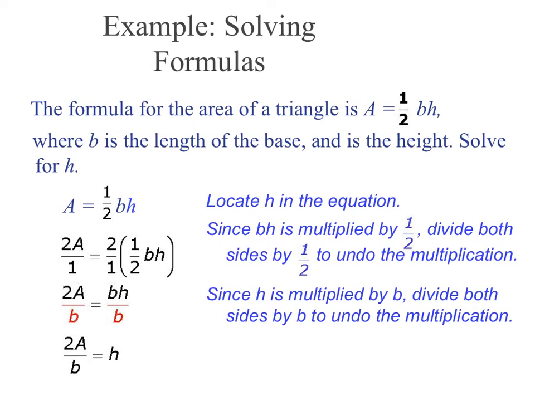So we have A equals 1/2 BH. The first thing we want to do is multiply both sides by 2. This eliminates that fraction 1/2 and gives us 2A equals BH. Notice on the next step in red, I now divide both sides by B, and this gives me H all by itself. So if I knew the area and the base length of a triangle, I could figure out its height by using this reworked formula: height equals 2 times the area divided by the base.